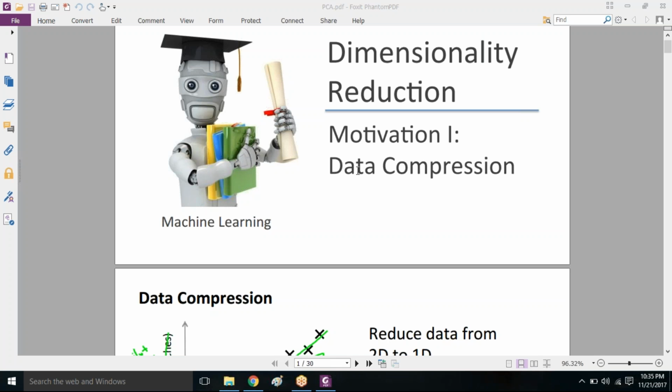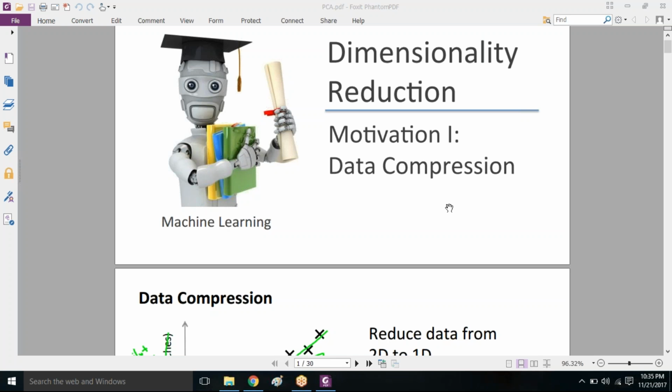So, of course, there is some loss, but the PCA algorithm is such that it reduces in a way that the information loss is as little as possible. Okay. Now, what is the motivation?